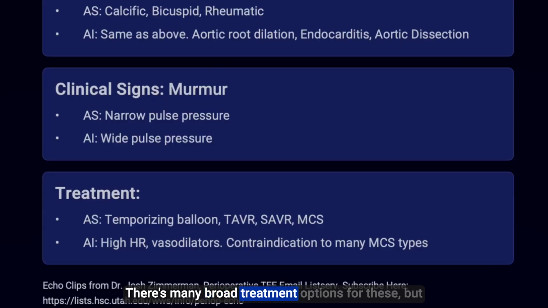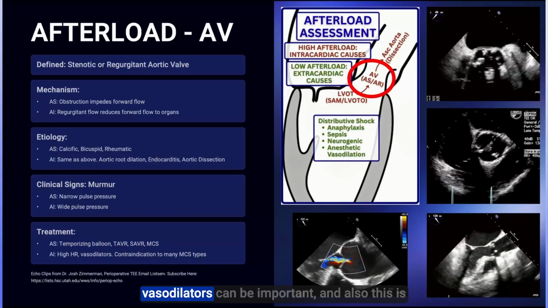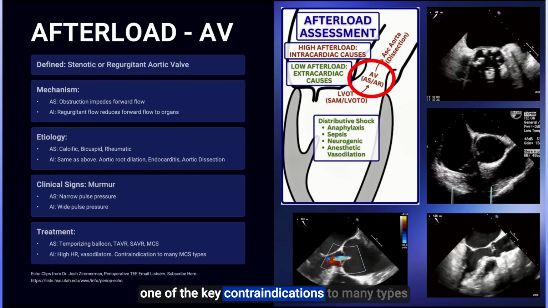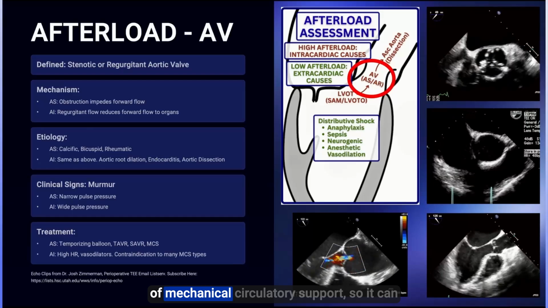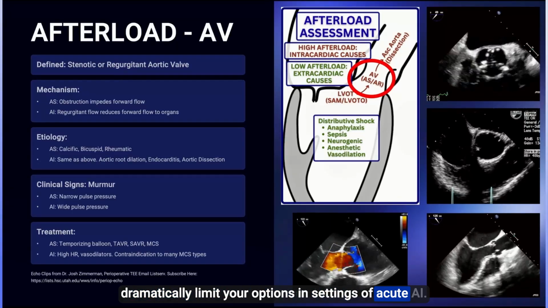There's many broad treatment options for these, but for aortic stenosis, you may perform a temporizing balloon, a replacement with a TAVR, a surgical aortic valve, or mechanical circulatory support. For aortic insufficiency, treatment with optimizing hemodynamics with a higher heart rate or vasodilators can be important. And also, this is one of the key contraindications to many types of mechanical circulatory support. So it can dramatically limit your options in settings of acute AI.